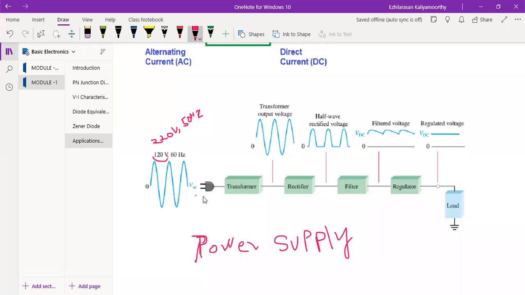Like there is a plug. You see, there is a 2-pin plug. Now consider this a simple example: this is nothing but a simple charger, your mobile charger.